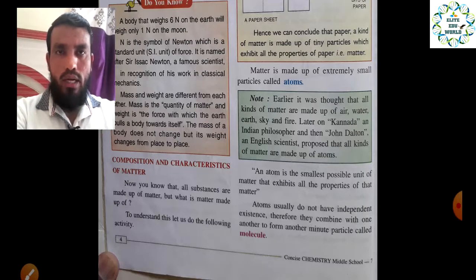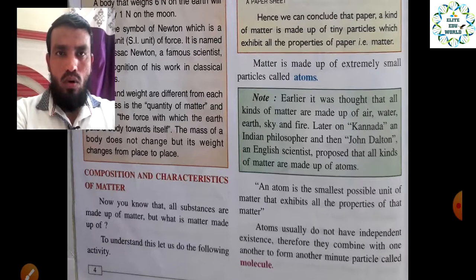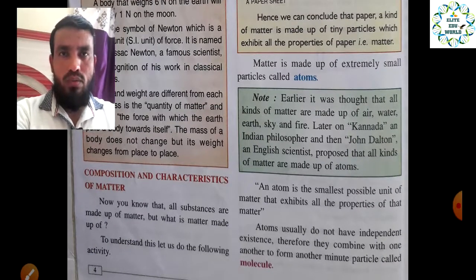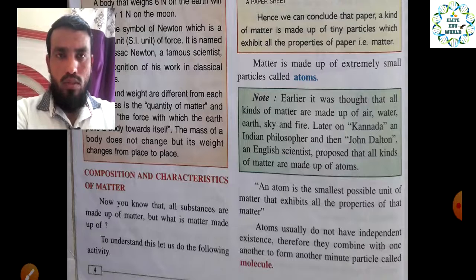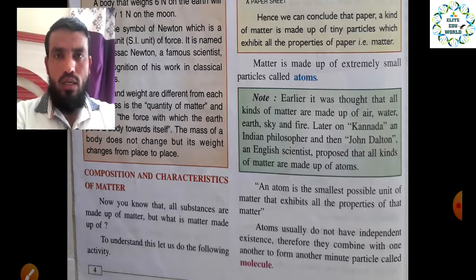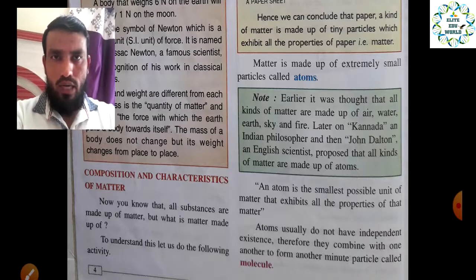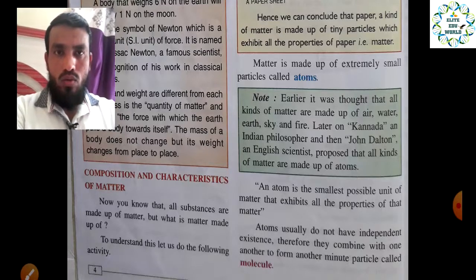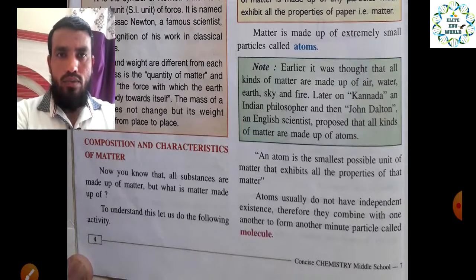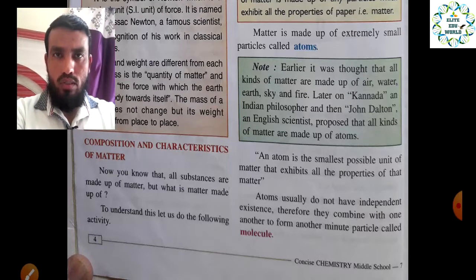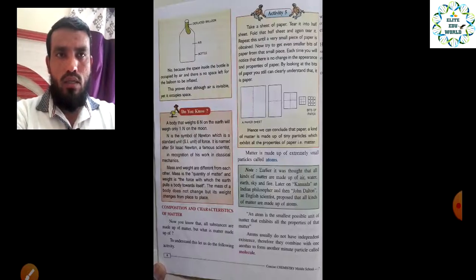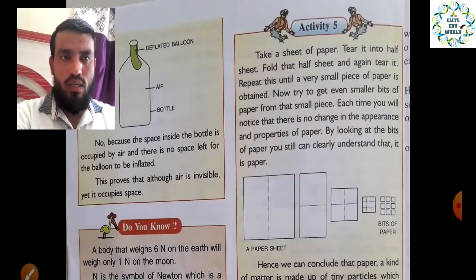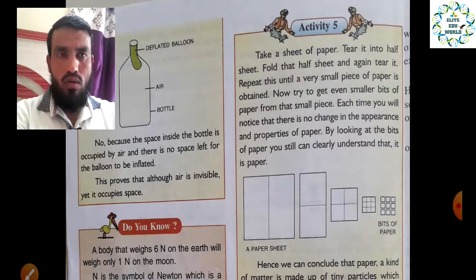What is matter actually made of, what is the smallest quantity of matter? We said the atom makes the molecules, and molecules make the matter. In this lecture we will talk in detail about the composition and characteristics of matter. Already we know that all substances are made of matter, but what is matter made of? To understand this, there is one more activity. With the help of this activity we can understand what matter is and how it is made.